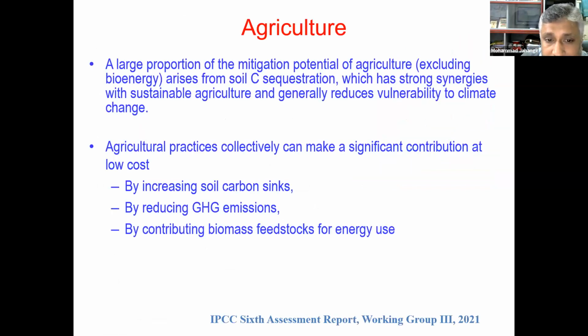Okay, so how can agriculture help? Agricultural practices collectively can make a significant contribution at low cost by increasing soil carbon sinks, by reducing greenhouse gas emissions, and by contributing biomass feedstock for energy use. That means the more feedstock we produce, the more carbon dioxide we sequester, the more carbon dioxide we trap, the more carbon dioxide we convert to carbohydrate.